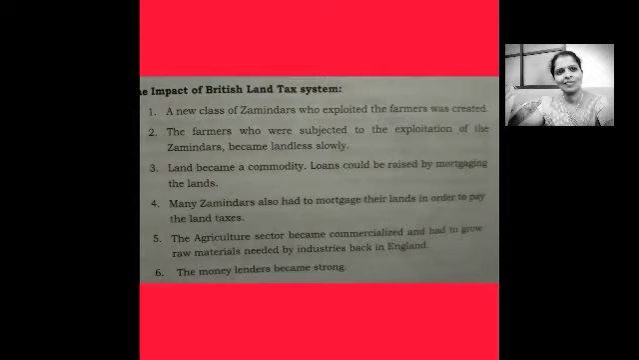A new class of zamindars who exploited the farmers was created. The farmers who were subjected to the exploitation of the zamindars slowly became landless. Land became a commodity. Many zamindars also had to mortgage their land in order to pay the land taxes. The agriculture sector became commercialized and had to grow raw materials needed by industries back in England. The money lenders became strong. Here, two classes emerged, the rich and the poor.